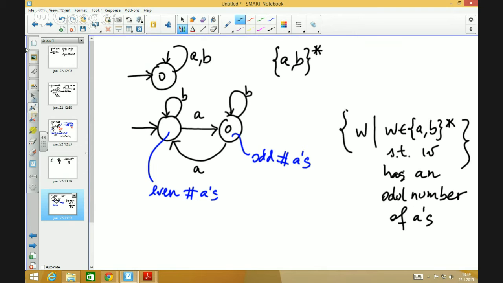Yes. Sorry, say it again. The language that consists of all the strings of A's and B's that contain a string W, such that W has an odd number of A's. So I'm writing it in natural language.